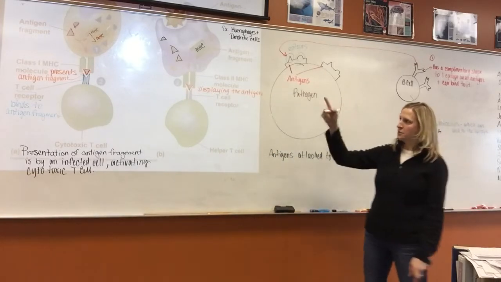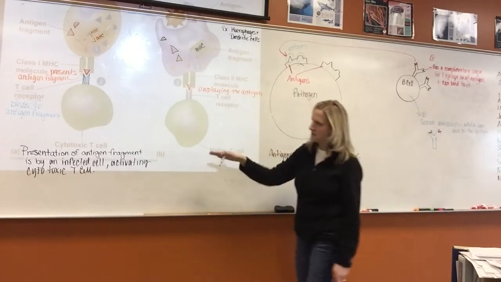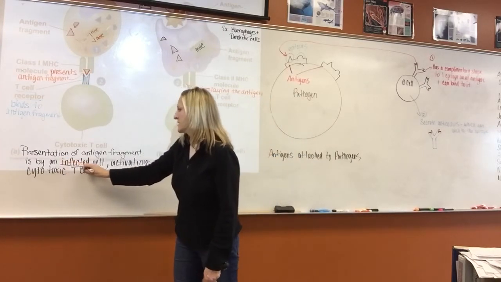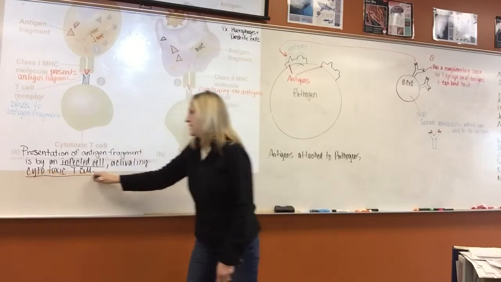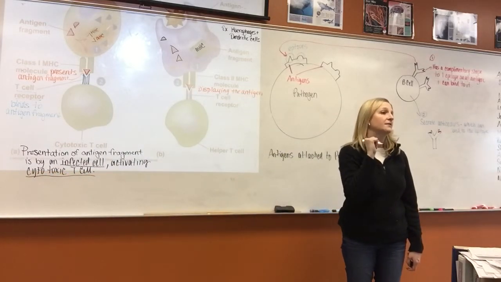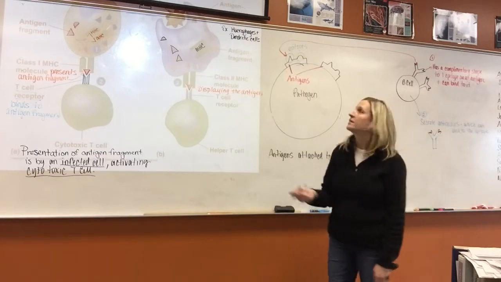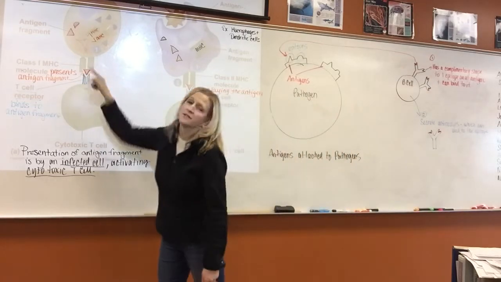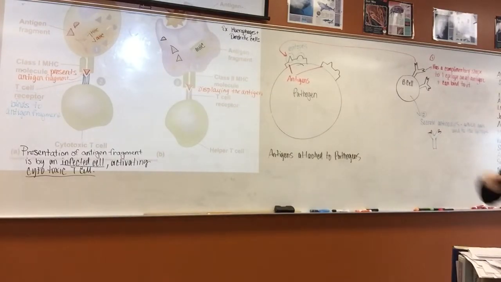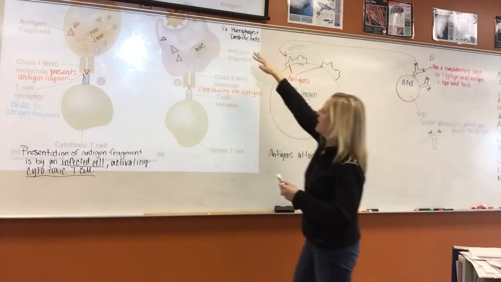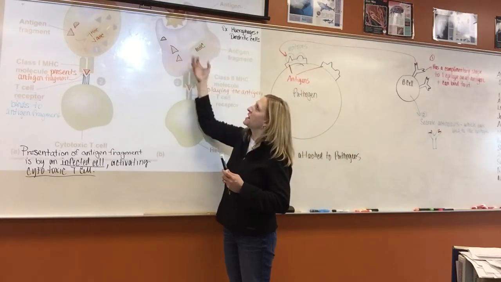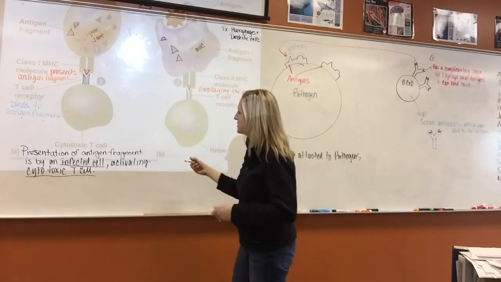The difference between that and this, we can write the same sentence, we're just going to change the presentation and what we're going to activate. So here the presentation of the fragment is by, well they're both displaying. Yeah, the antigen presenting cell. So that could be a macrophage, this dendritic cell. This is any type of phagocytic cell that's going to take in the microbe by phagocytosis.